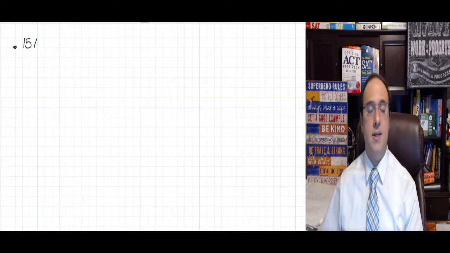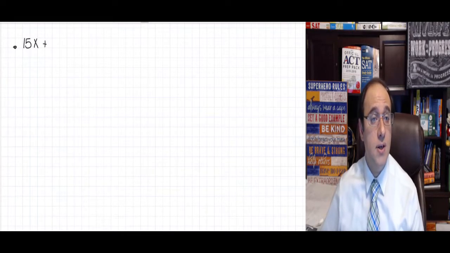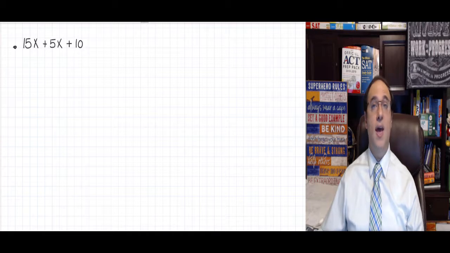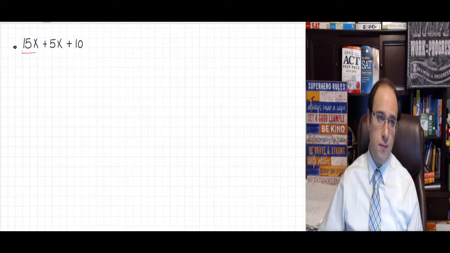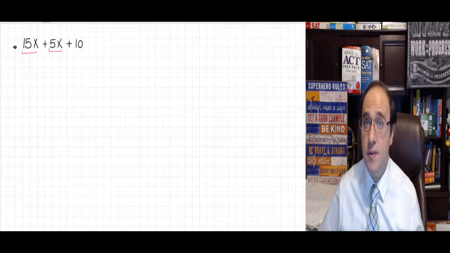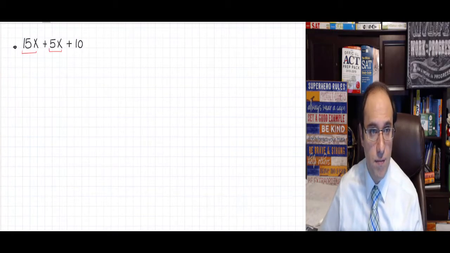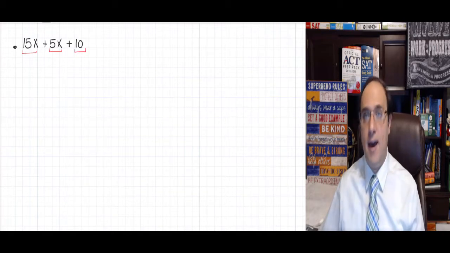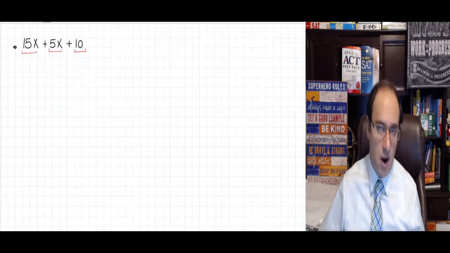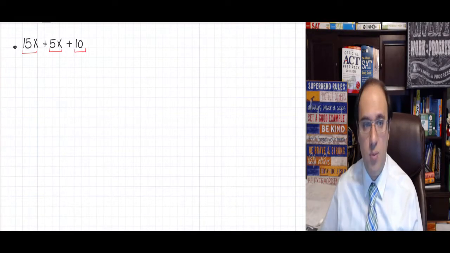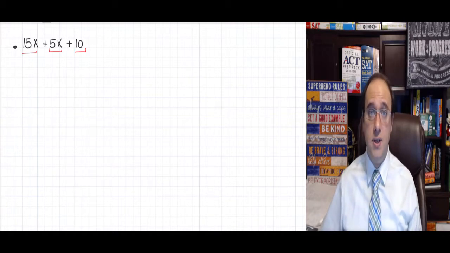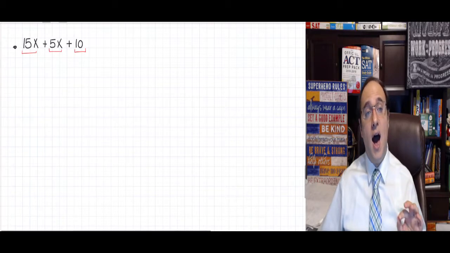15x plus 5x plus 10. Okay, again, you have two terms that have x's, that have variables, but the third one does not. So the common factor must be a number, not a variable. For the common factor to be a variable, each one of the terms has to have that variable. And here the 10 does not have a variable. Easy? Easy. Now, I can do this two ways.